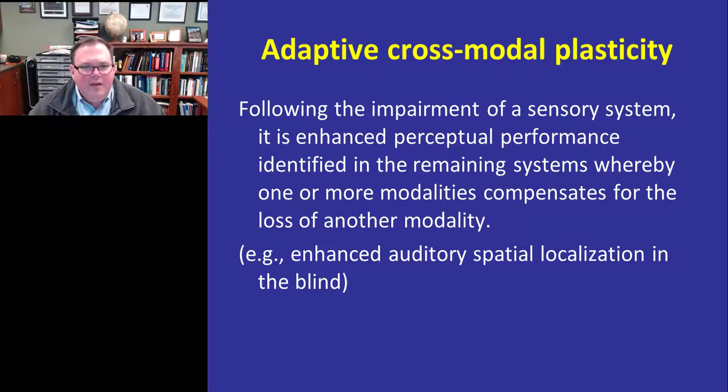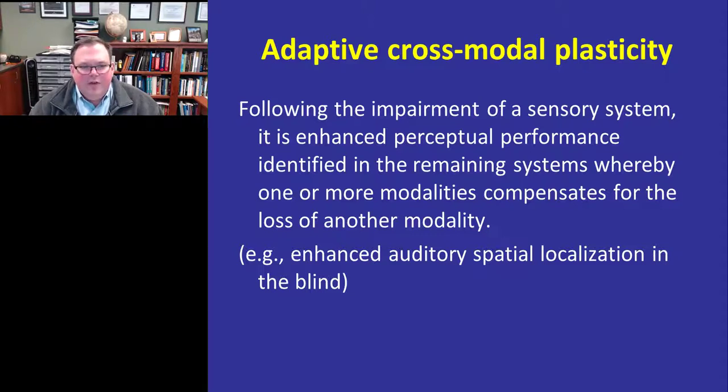And this has led to the idea of what we refer to as adaptive cross-modal plasticity. And anecdotally, you probably know of this phenomenon with individuals such as the blind piano tuner, who has an exquisite sense of pitch and has acoustic abilities that are much greater than an individual who's normally sighted. But the idea is that following the impairment of a sensory system, such as blindness or deafness, there is enhanced perceptual performance identified in the remaining systems, whereby one or more modalities compensates for the loss of another modality.